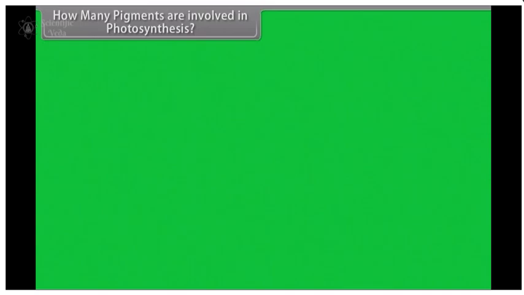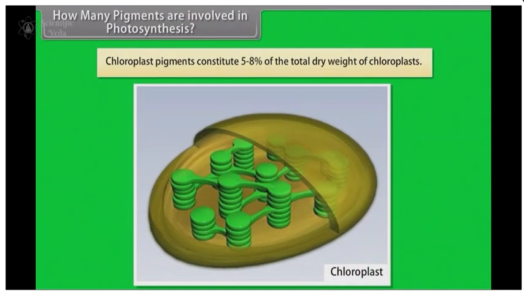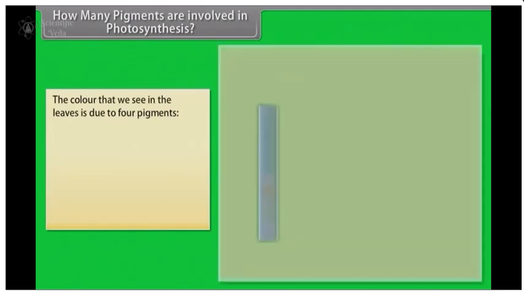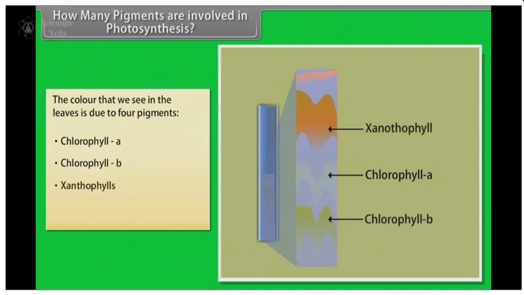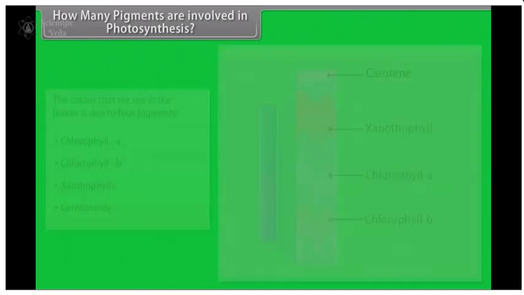How many pigments are involved in photosynthesis? Chloroplast pigments constitute 5 to 8% of the total dry weight of chloroplasts. The color that we see in the leaves is due to 4 pigments. They are chlorophyll A, chlorophyll B, xanthophylls, carotenoids.